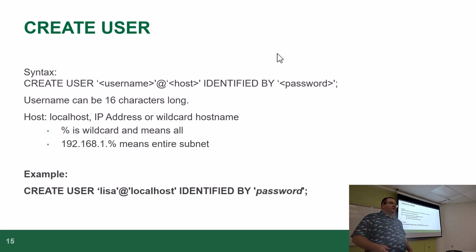If I go 192.168.1.%, that means they can connect from any machine on 192.168.1. So that'll be from any machine from 1 to 255. So the example at the bottom is create user Lisa at localhost identified by password. That means that Lisa can connect from localhost using a password called password.